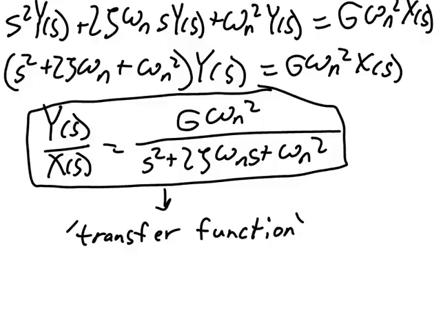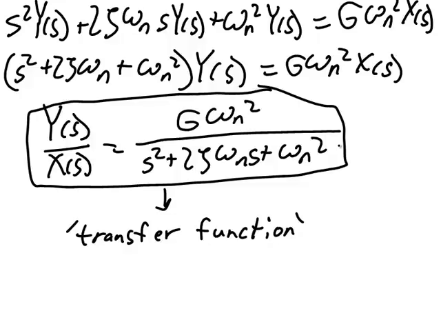Now here's how the transfer function makes it easy for us to find the output for any given input. In order to find the output, all I have to do is come up with an equation that represents the input signal and multiply that equation by both sides of this equation.